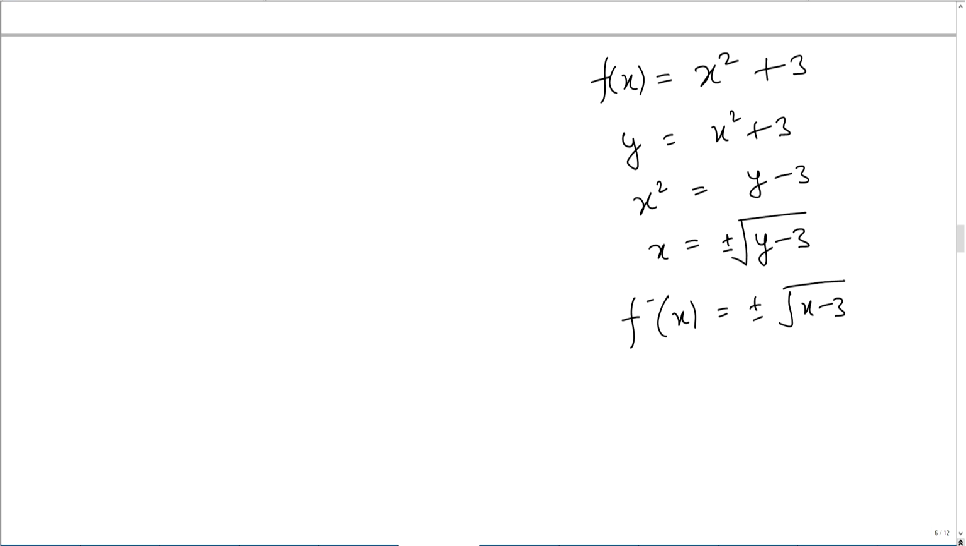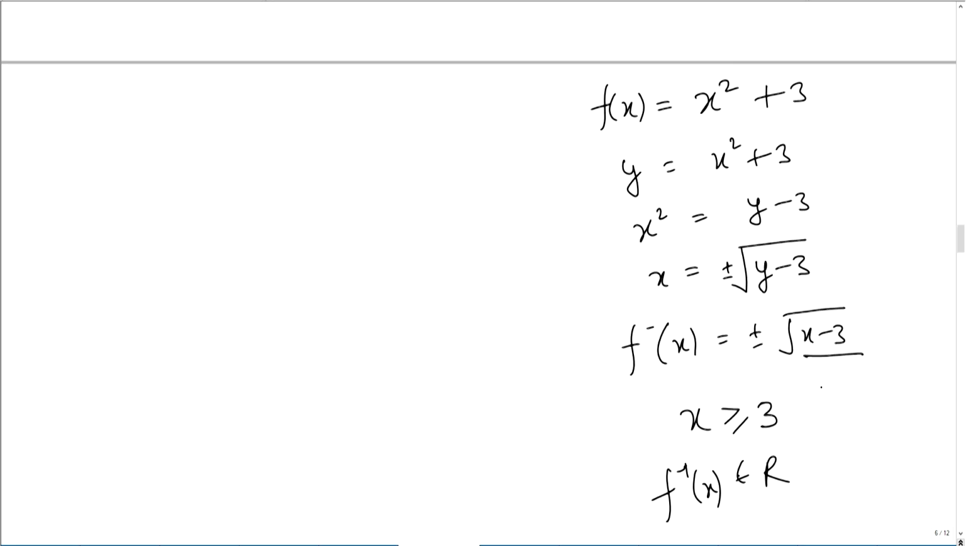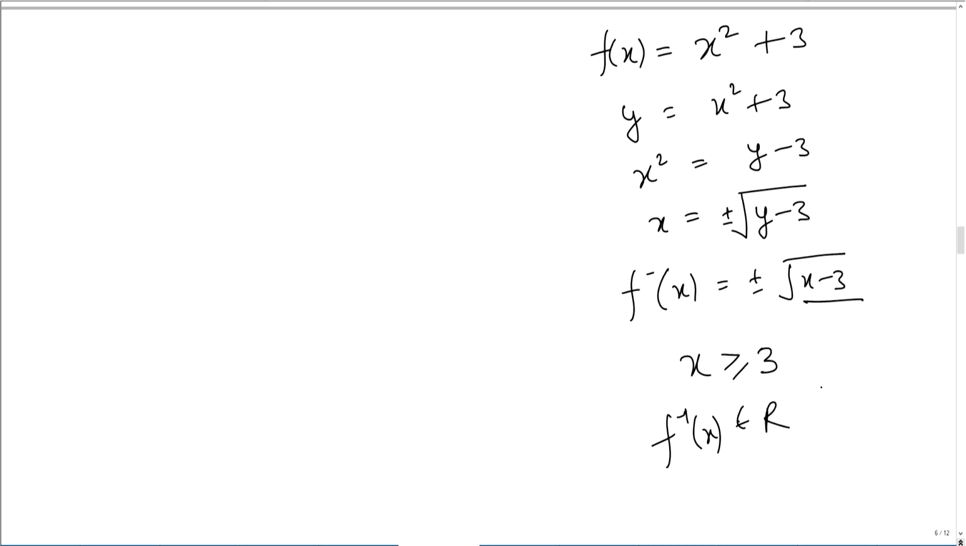The same thing would happen here. Here, the domain would become like this: x has to be greater than or equal to 3. And what values can y take? Y can take any real value. Basically for f inverse of x, the output can take any real value. That's the idea. Now let us draw the graph of this original function and the inverse function.